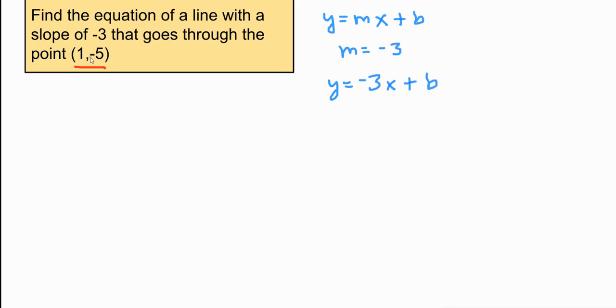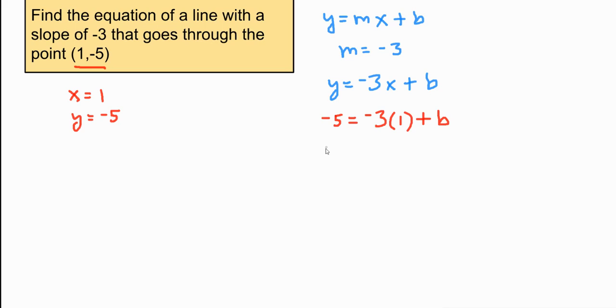What this point is telling us is that this line goes through x equals 1, y equals -5. And we can use those two values in this equation and substitute. Let's do that. y is -5 equals -3 times x, which is 1, plus b. Now you can see that we are left with an equation with only one variable. When you see that, you know that you can solve for that variable using algebra.